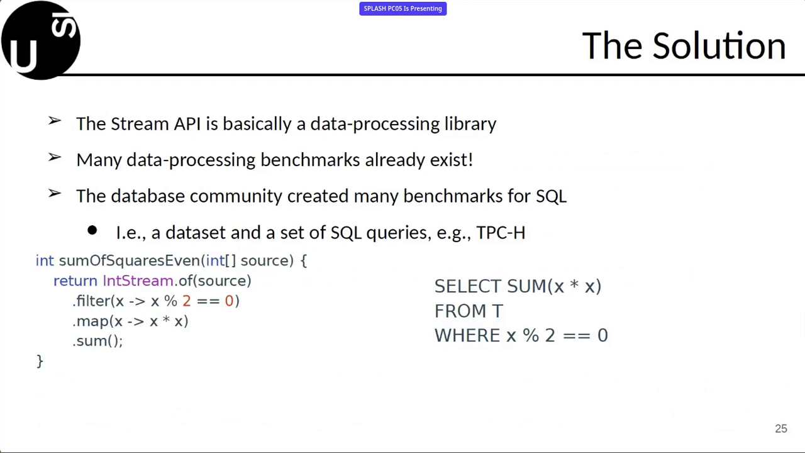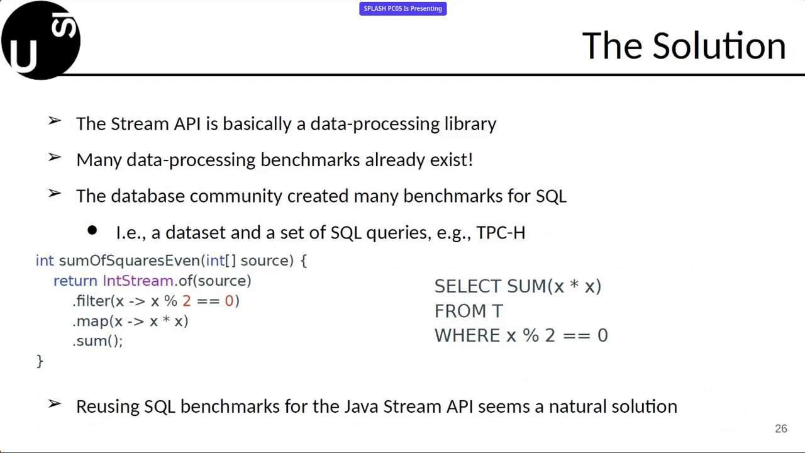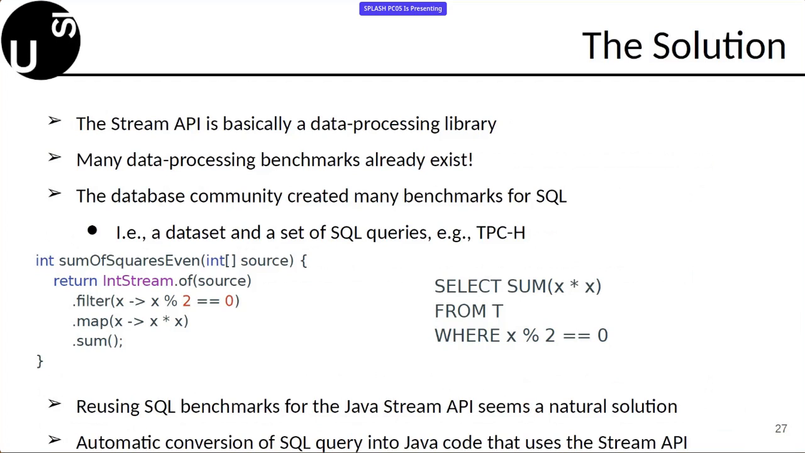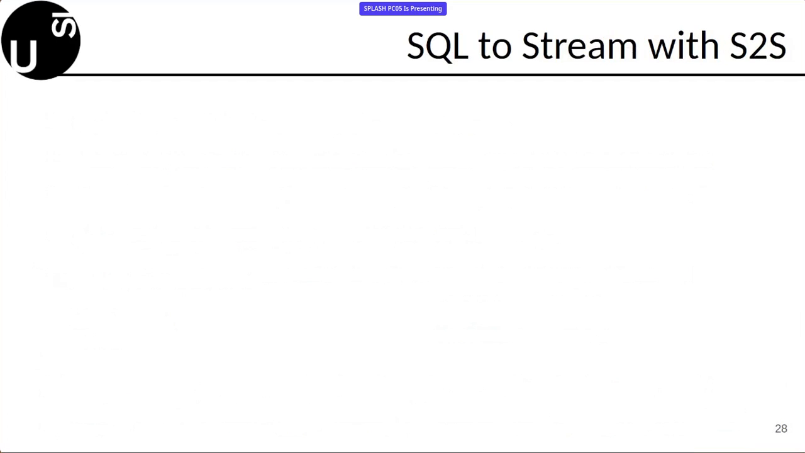The goal of our tool is based on the intuition that expressing computation with the Stream API is often very, very similar to expressing computation with SQL queries. So we believe that reusing existing SQL benchmarks for stressing the performance of the Java Stream API is really a natural solution. For this reason, our proposal is to automatically convert existing benchmarks, or existing SQL queries, into Java code that makes use of the Stream API. So this is indeed the core of our tool, SQL to Stream.